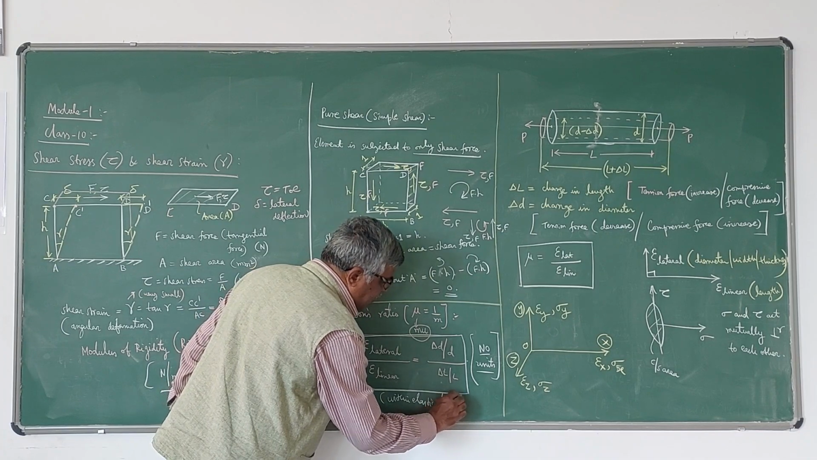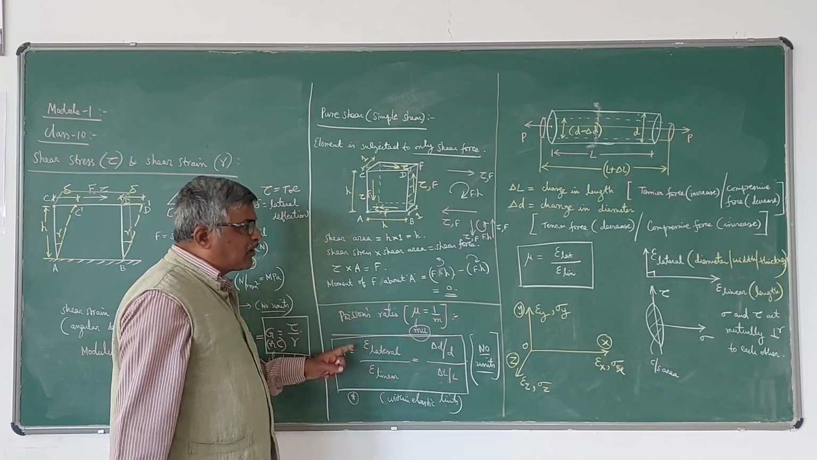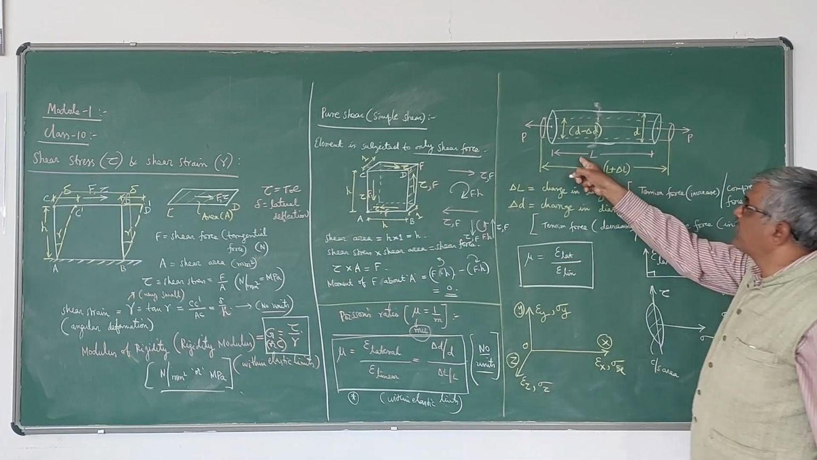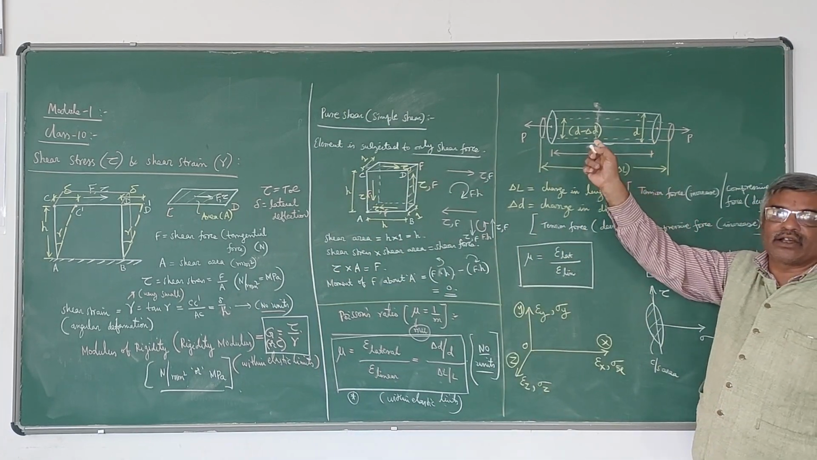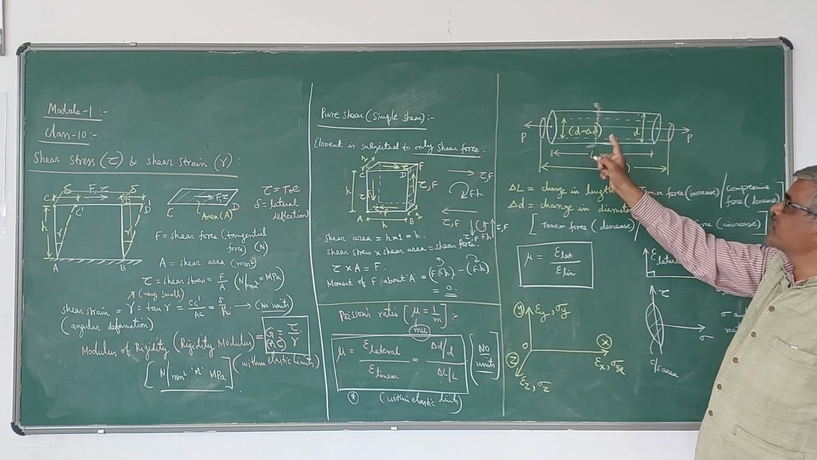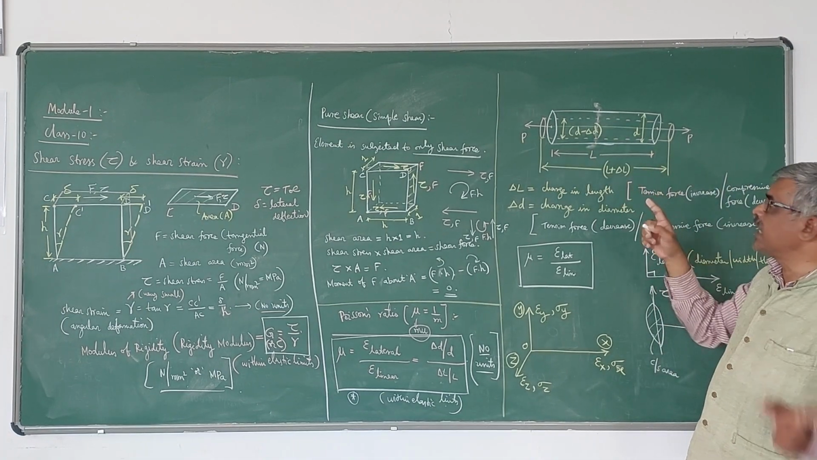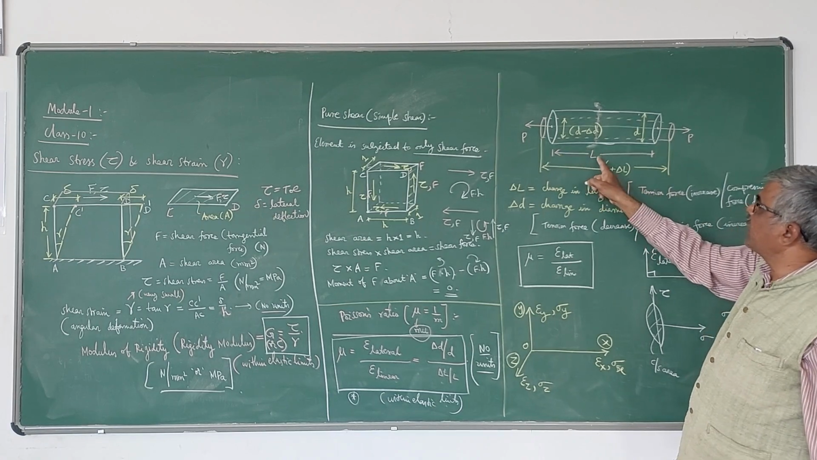So lateral strain to linear strain. You have to understand these two words. To understand lateral and linear strain, I have drawn a diagram here. It's a cylindrical rod, that means the cross section is circular. It is subjected to tension force P on either side.